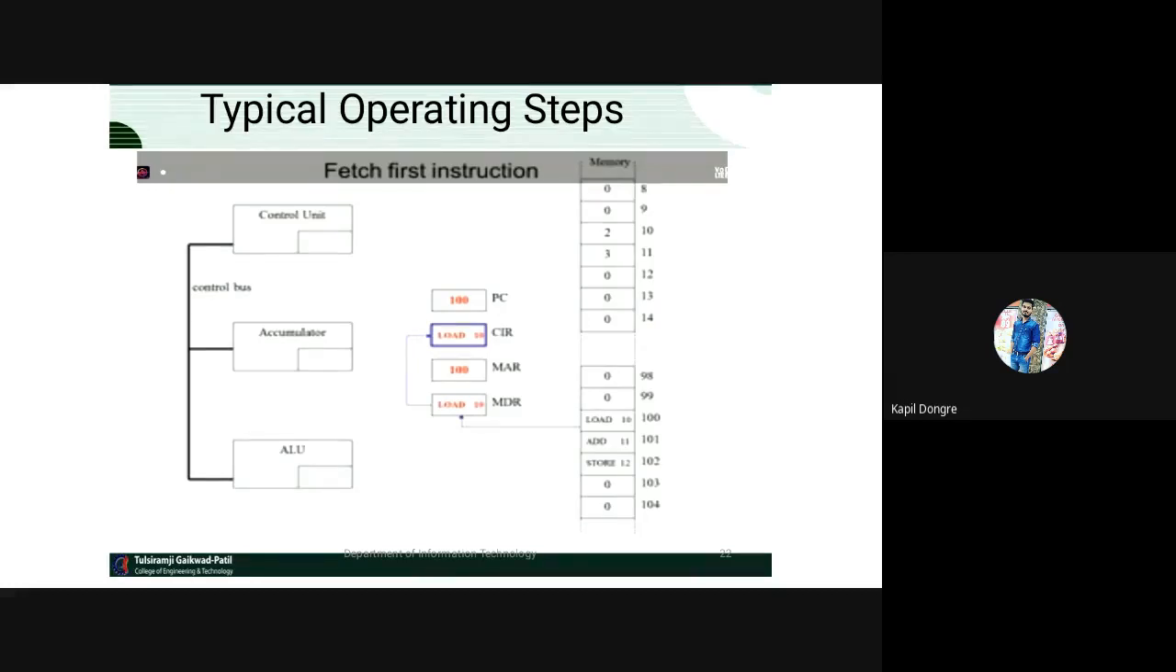We have three operations. Among those, we are going to perform the first instruction. So we have performed the load operation. First PC points to 100. After that, load the 100 address in MAR, and load the instruction in MDR.